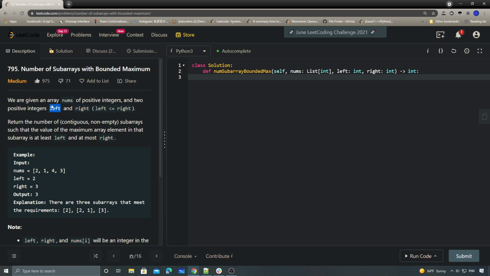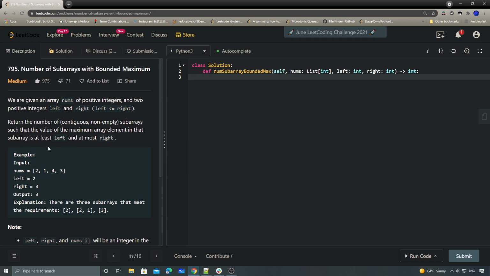Okay, so you're given an array nums of positive integers and two positive integers, basically the boundaries, right? The left bound and the right bound. And you need to return the number of subarrays such that the maximum array element in that subarray is between this range.